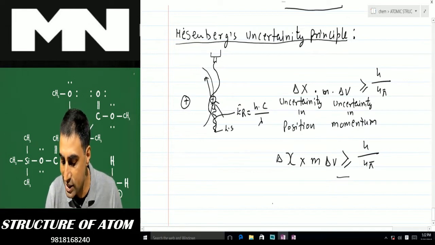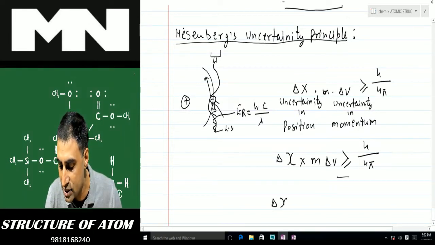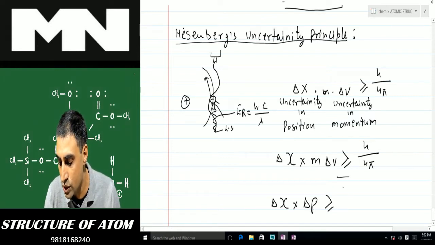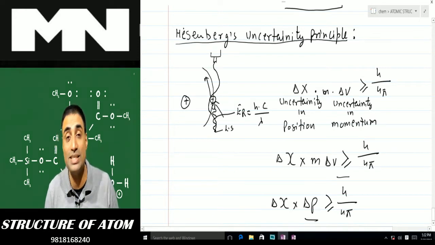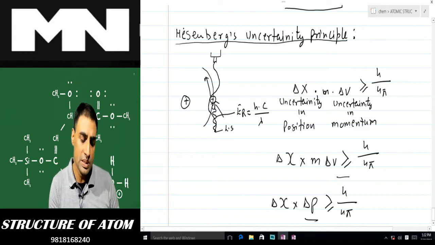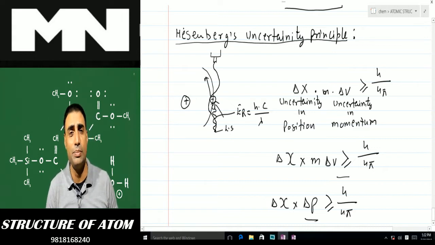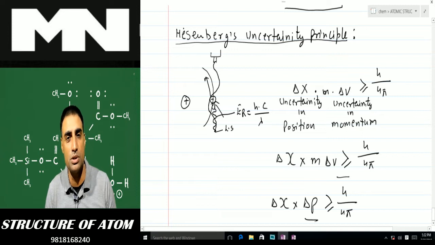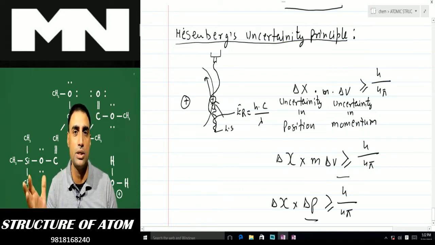So what I can say, delta x, that is uncertainty in position, into delta p is greater or equal to h upon 4 pi, where delta p is the uncertainty in momentum. So again, this concept made serious objections to Bohr's model, and according to this concept, it was not possible, like Bohr was predicting the velocity of electrons in the first shell, second shell, third shell.